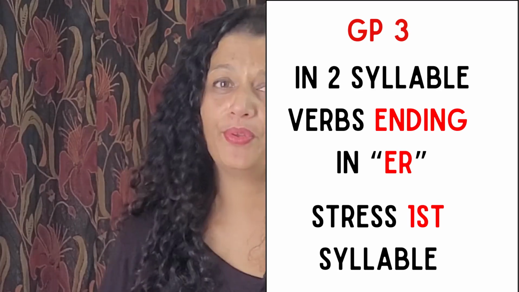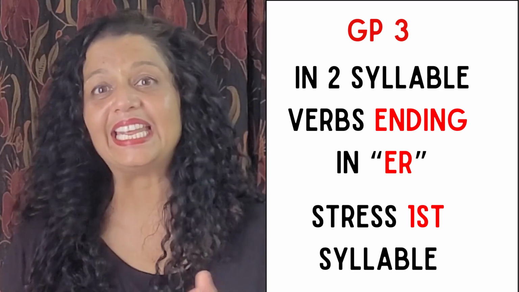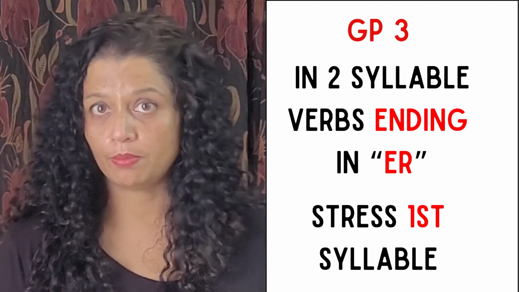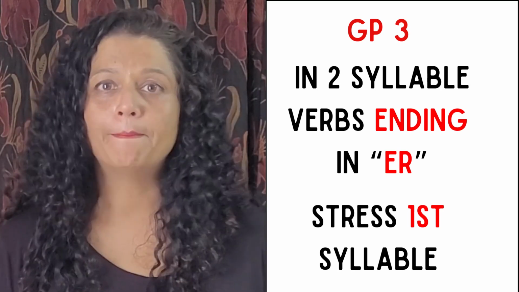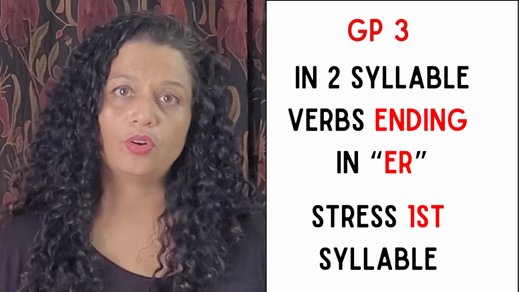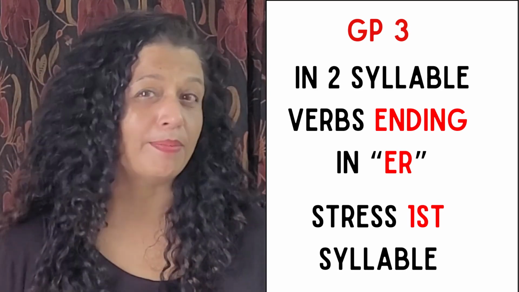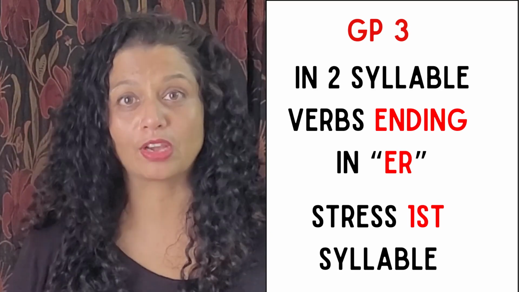Guiding principle number 3. If the two-syllable word is a verb and ends in an ER, put the stress on the first syllable. Here are some examples. Answer, whisper, murder, waver, offer, enter, wonder, wander. I actually have not been able to come up with any exceptions for this. So if you do, please let me know in the comments below.